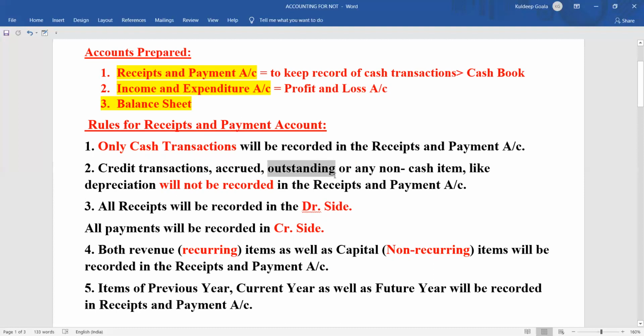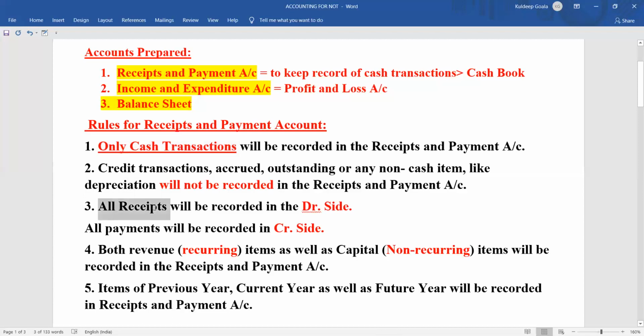Okay, outstanding of the receipt, or any other non-cash item, like say depreciation or any other item, which is not relating directly to the cash payment or cash inflow, and cash outflow is not there. Cash is not coming, cash is not going out of the business. That type of items are not going to come in the receipts and payment account. Remember that receipts and payment account will record only and only cash transactions. That is the very important point in this particular account, receipts and payment account.